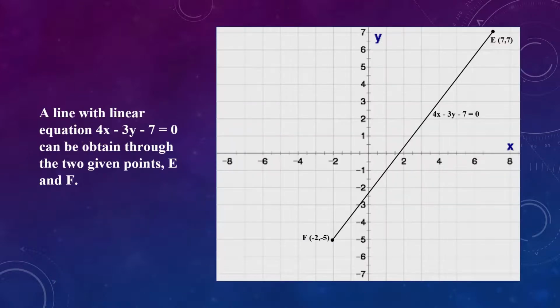Here we plotted the graph of 4x minus 3y minus 7 equals 0, and it can be seen that this line can be obtained through the two given points E and F.